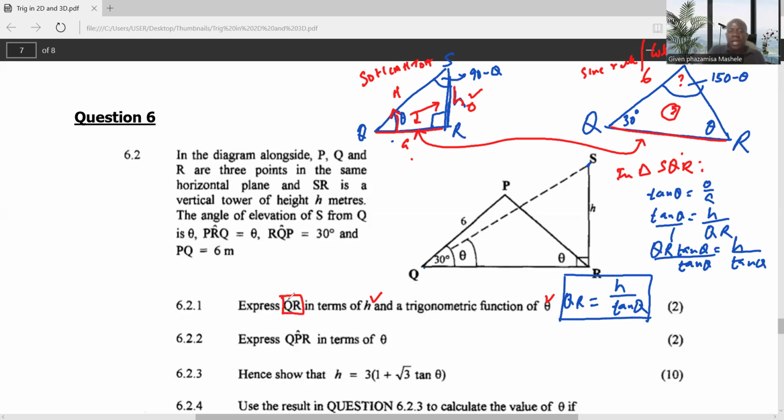Okay. The second question says express angle PQR in terms of theta. Where's angle PQR? This angle is this one from P to Q and Q to R. We want this angle. So we've done that. It's 150 minus theta.